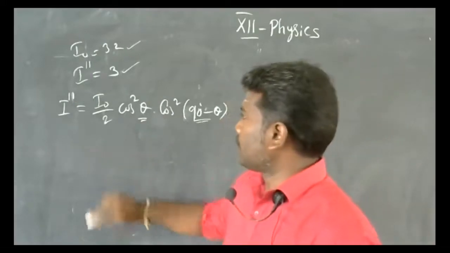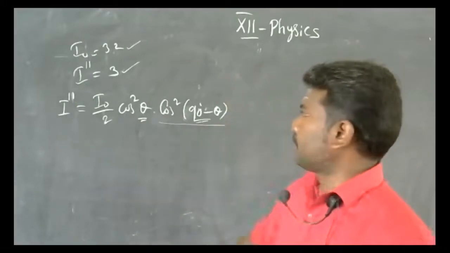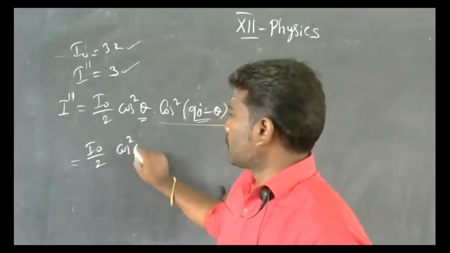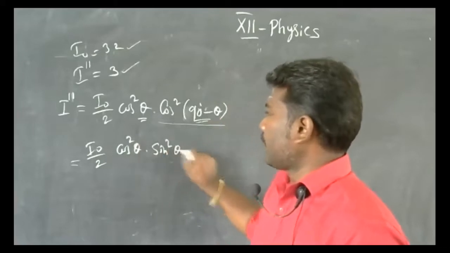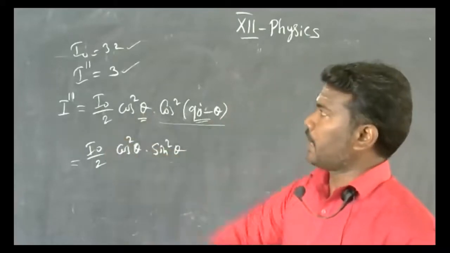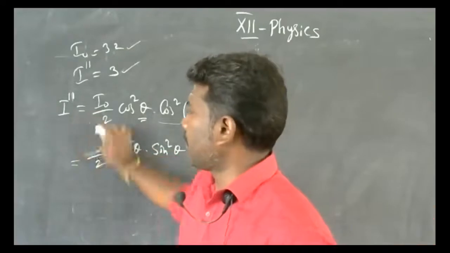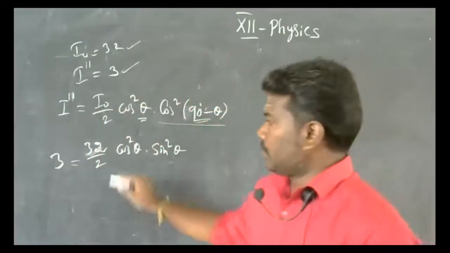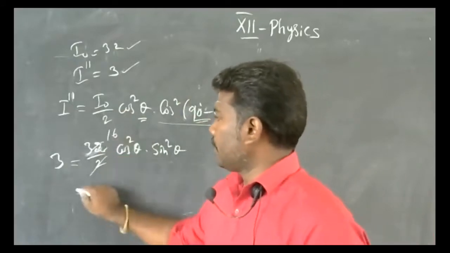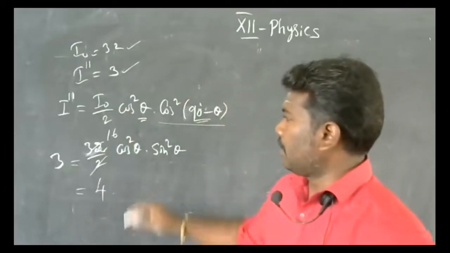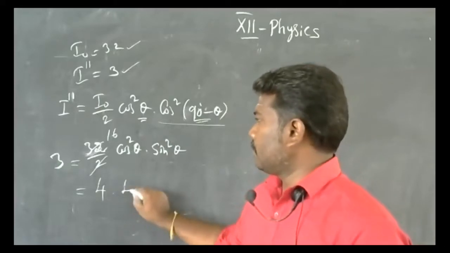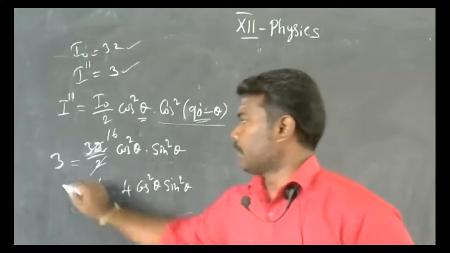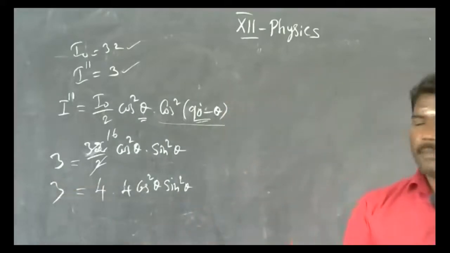So now we are going to consolidate this equation. The cos 90 minus theta is nothing but the sin theta. So I naught divided by 2 cos square theta sin square theta. I naught value 32, I double dash value is 3. So you apply the value here 3 in this place 32. So you simplify this one 16. So now I am going to write the formula like this: 4 cos square theta sin square theta. The left hand side we have the term 3.